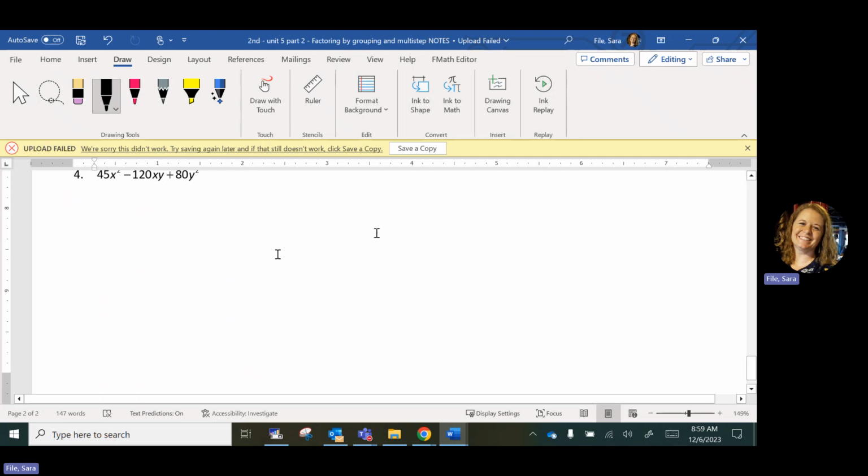All right. So for this one, I'm going to look for a GCF first. It's always my first step. And I can see I do have a GCF here. These are definitely all divisible by 5 at least.